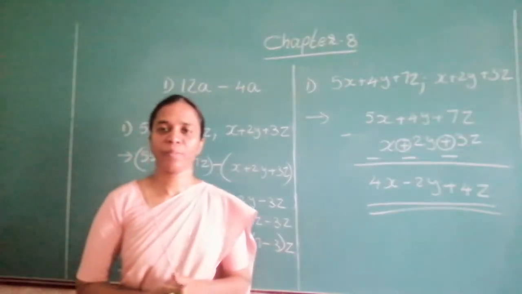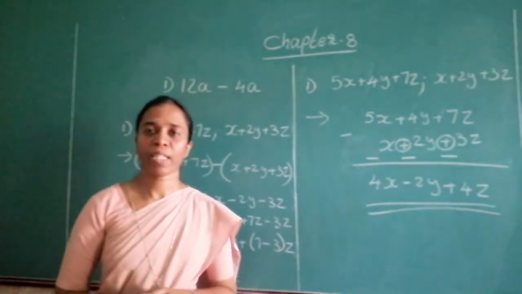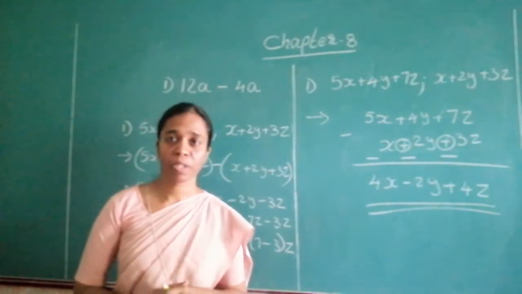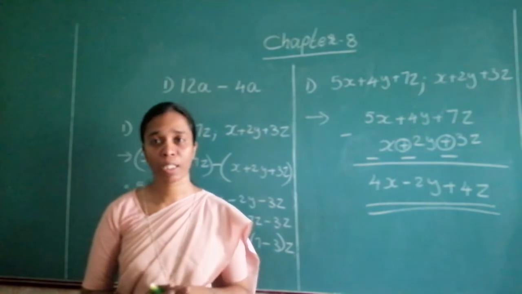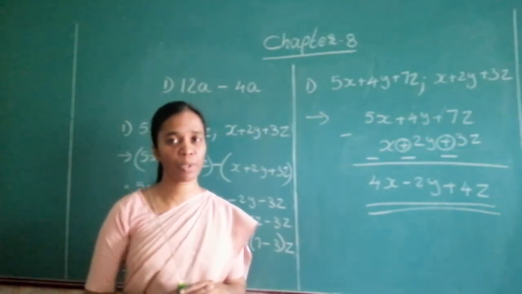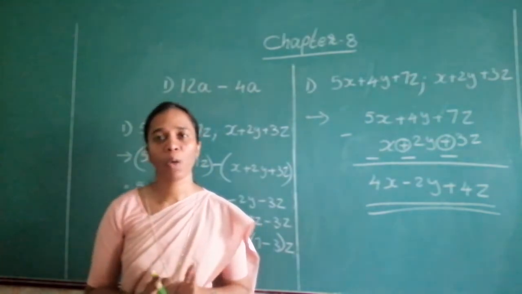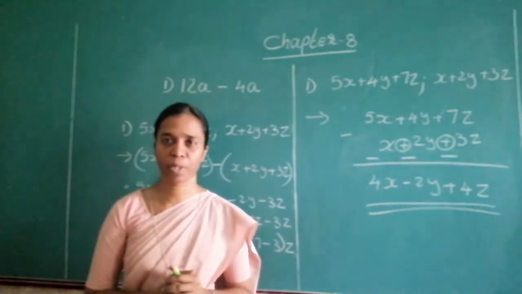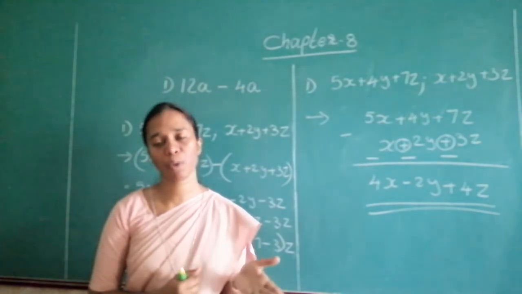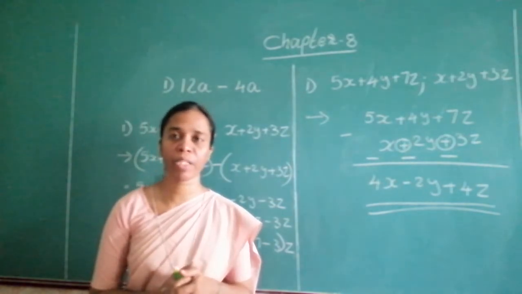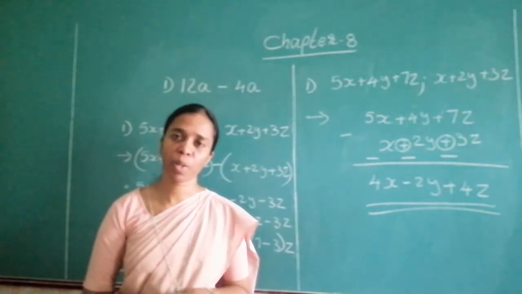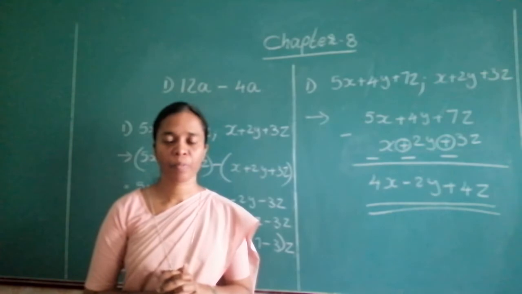Good morning, children. We are doing chapter 8, algebraic expressions. We have seen what are algebraic expressions, coefficient, terms, like terms, monomial, binomial, trinomial, polynomial, and also how to add two expressions, whether it is binomial or trinomial, polynomial, whatever. That is what we have done. Today we shall see how to subtract one expression from the other.